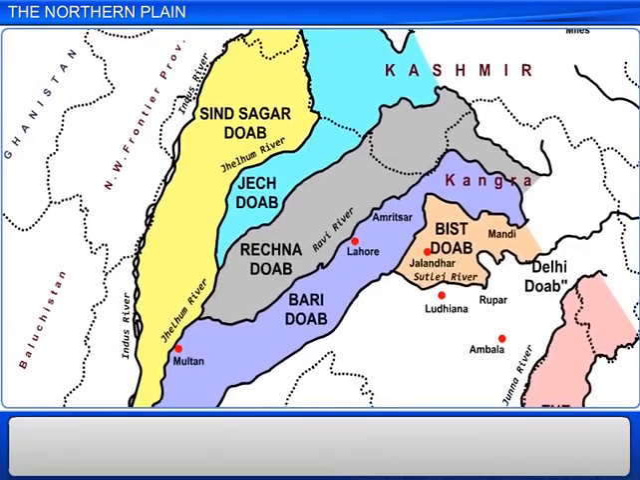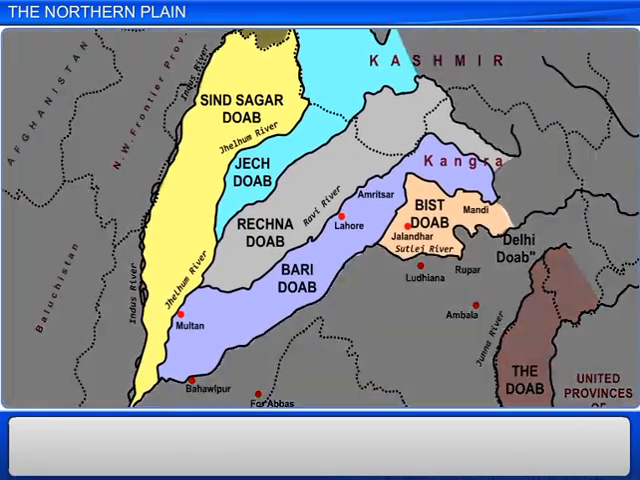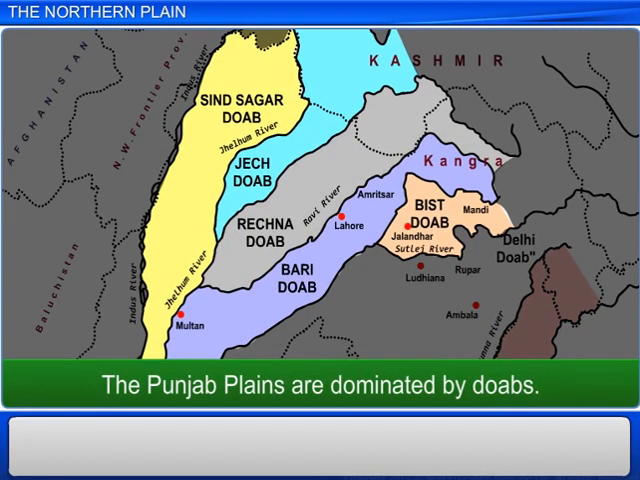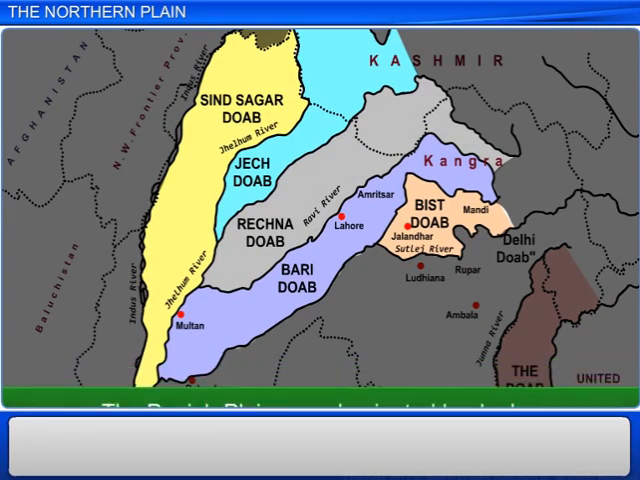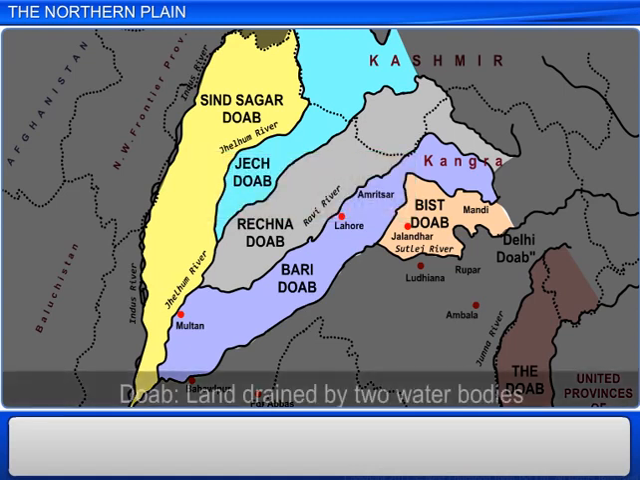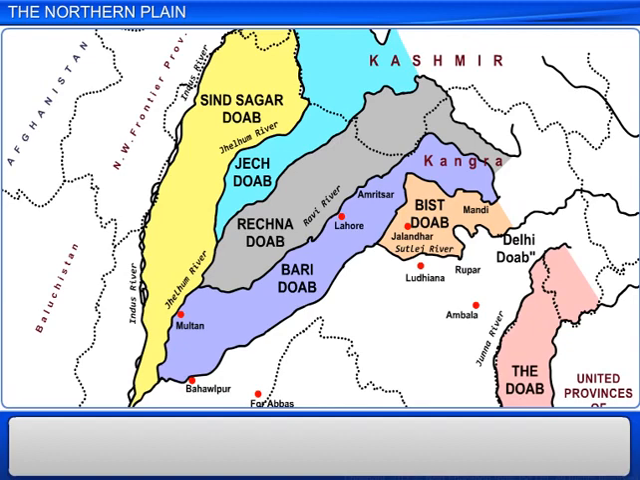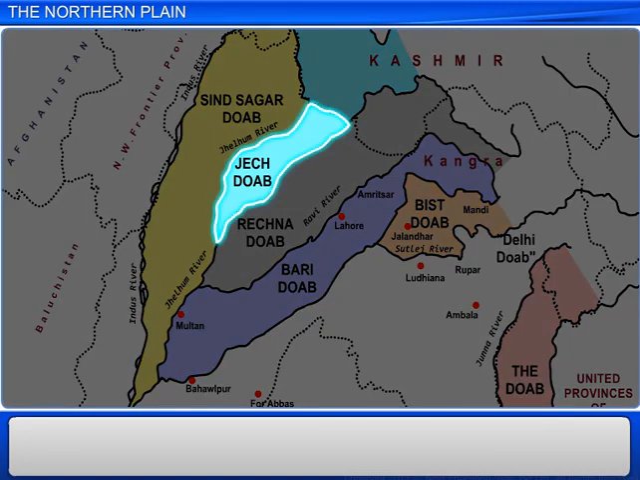In fact, this section of the northern plain is dominated by Doabs. Do means two and Ab means water. So, a Doab is a piece of land drained by 2 water bodies. The map shows the Doabs that comprise Punjab. For example, Jech Doab lies between the Jhelum and the Chenab river.